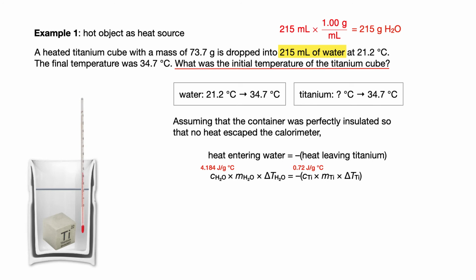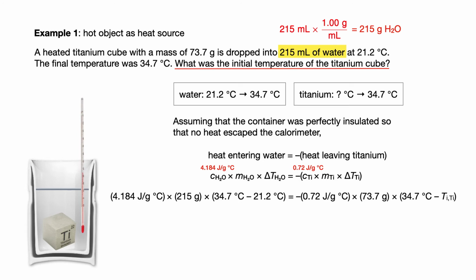with a minus sign on the expression for titanium, set them equal to each other, that gives us this. And again, the temperature change is always the difference between the final and the initial temperature. So for the water, the final temperature was 34.7. The initial temperature was 21.2. When you subtract those, you find that the change in temperature was positive. The water heated up. For titanium, well, we don't know the initial temperature, but its temperature change was the final temperature, 34.7, minus whatever that initial temperature was.